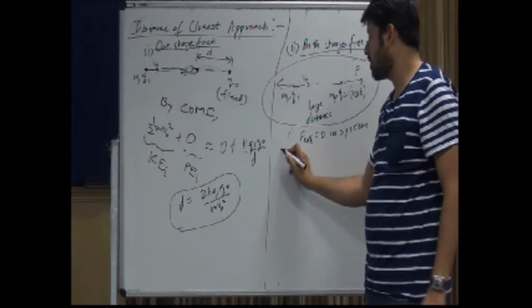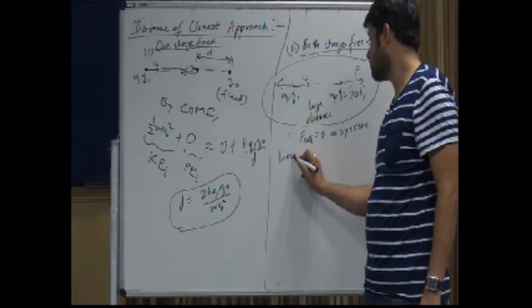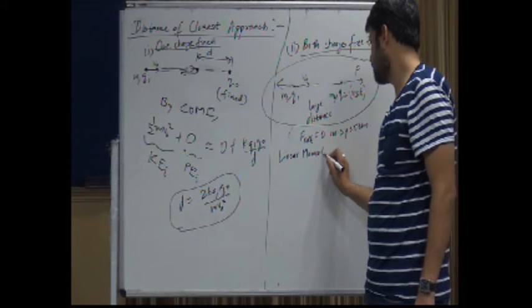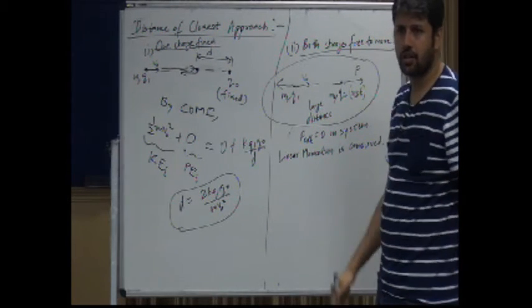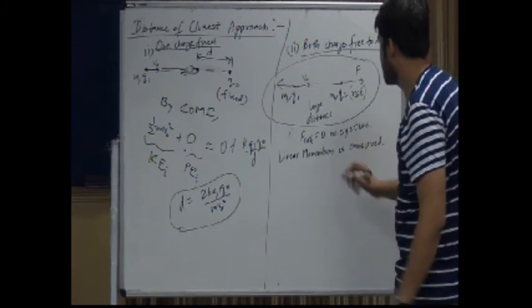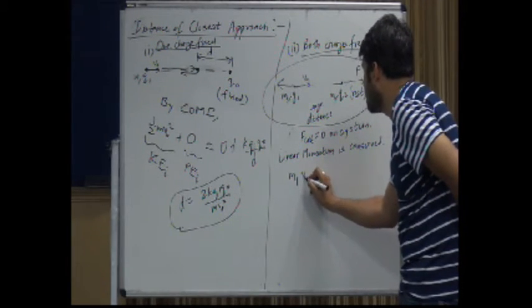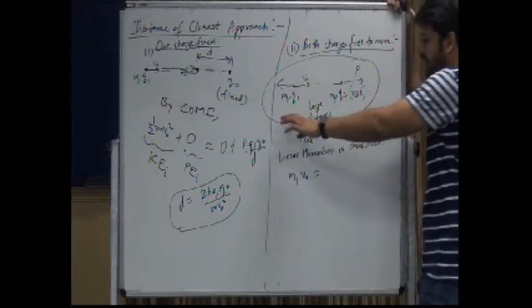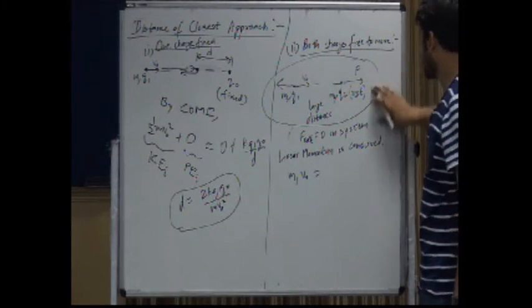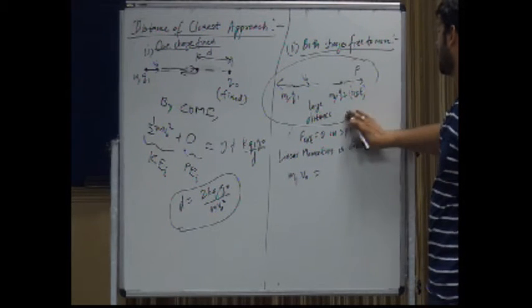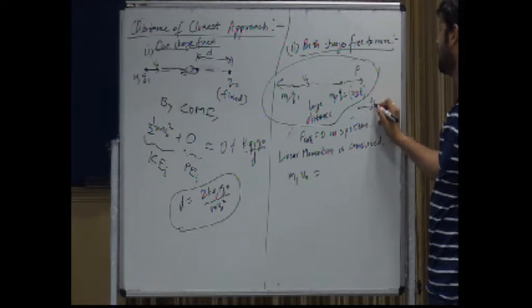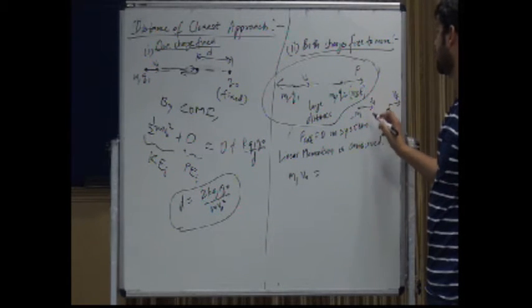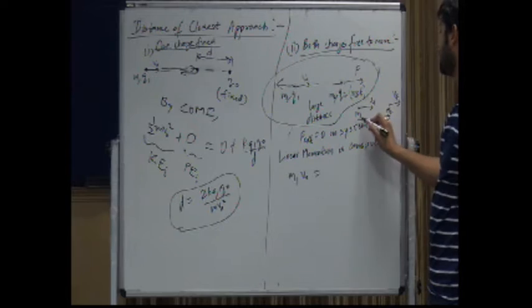we say linear momentum is conserved. Okay, linear momentum is conserved. What happens? m1 v0 is the initial momentum of the system. After some time, I'll draw it here. This one is moving with v final, this one is also moving with v final, and the distance between them is d.